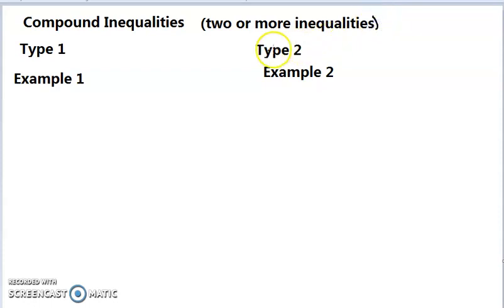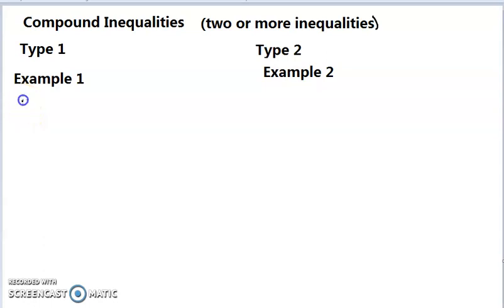In this video, we're going to look at how to solve compound inequalities. When we say compound inequalities, we mean we have more than one, which is 2 or 3 or 4 inequalities. In these two examples I'm going to give you, we will only talk about 2 inequalities. So there are 2 types.